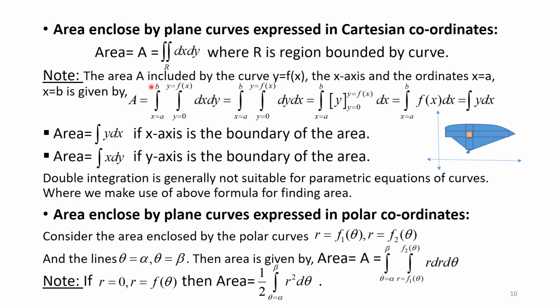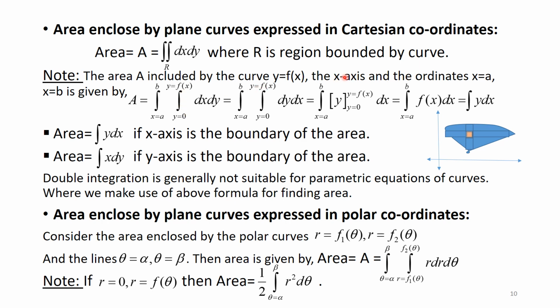Just see the specific type. Note this point. The area A included by the curve y equal to f of x, x-axis (x-axis means y is equal to 0), and the ordinates x equal to a and x equal to b, is given by: area is equal to double integral dx dy, where, if we are considering the vertical strip, y varies from y equal to 0 to y equal to f of x.